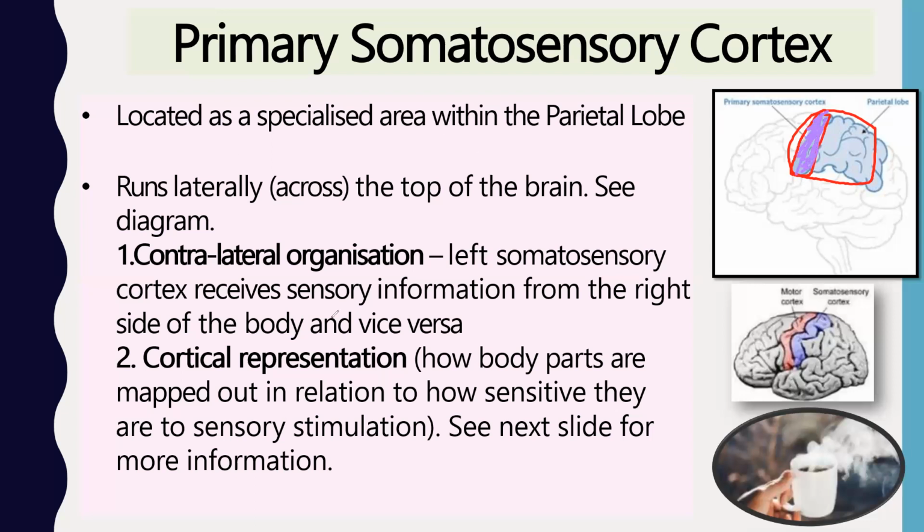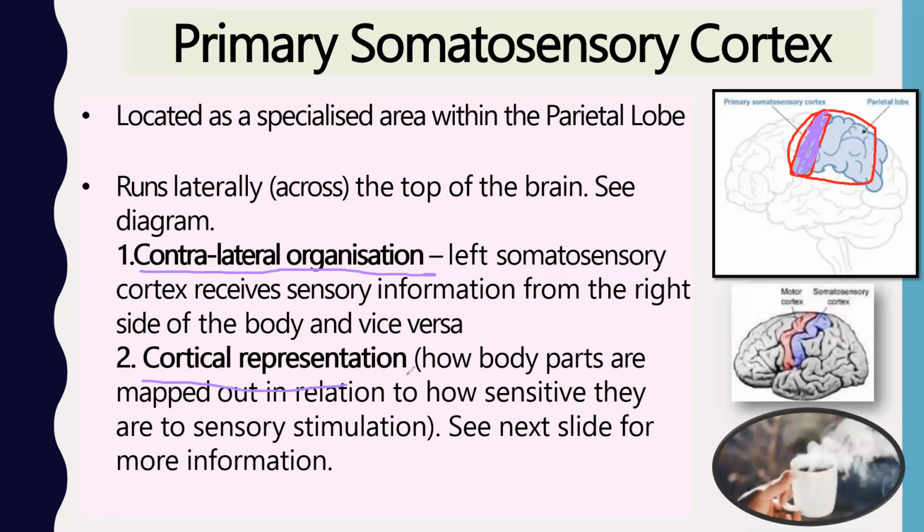Okay, so the primary somatosensory cortex has the same features as the primary motor cortex. It has that contralateral organization. What that means is that if I pick up a cup of hot coffee with my left hand and I'm feeling the cup of coffee with my left hand, that sensation of heat will be experienced in my right parietal lobe, or the right somatosensory cortex in my parietal lobe. Okay, so if it's your left-hand side of the body or right-hand side of the body, you're feeling something with the texture or the temperature or whatever, then that is going to be on the opposite side of the brain. Okay, so left will go to right, right will go to left. Just remember that it's just opposite sides.